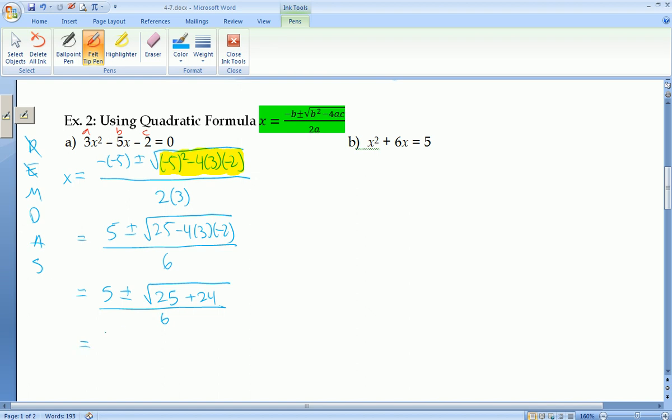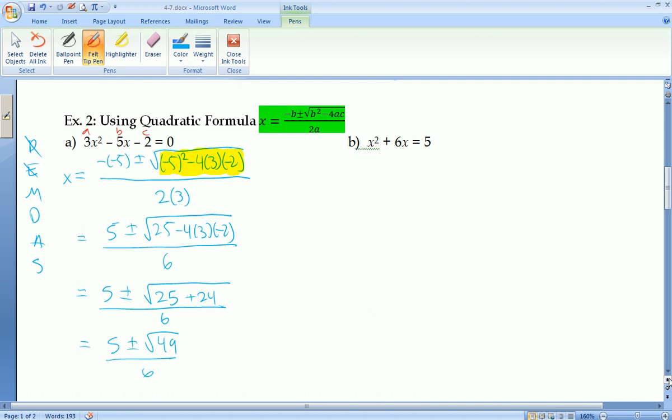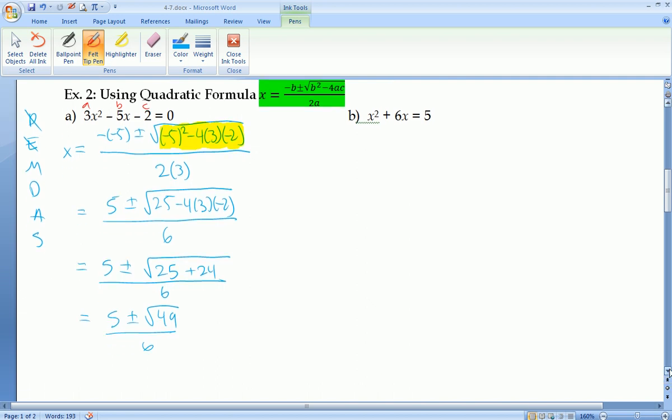All right, we're going to keep on going. So this is 5 plus or minus square root of 49 over 6. 49 is a perfect square number. This is a good number for us, okay? So when your number is a perfect square inside your radical, that actually means that the actual problem is factorable, okay? If it's a perfect square like this.